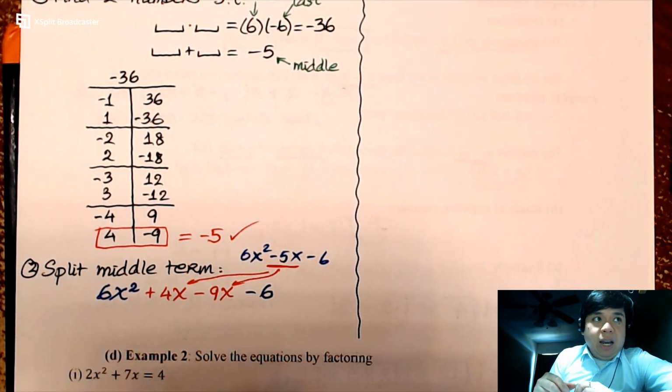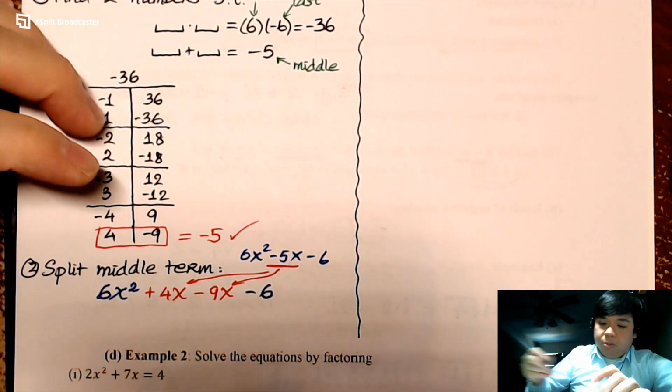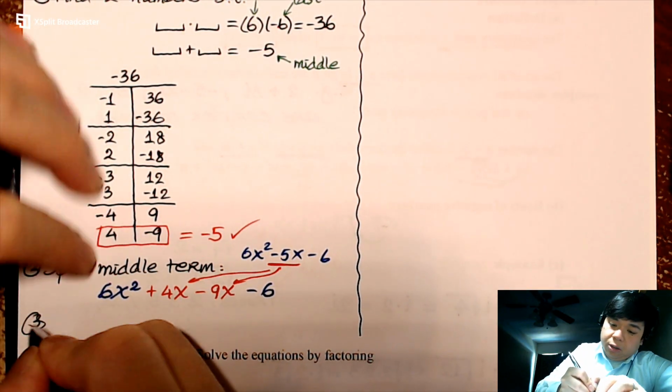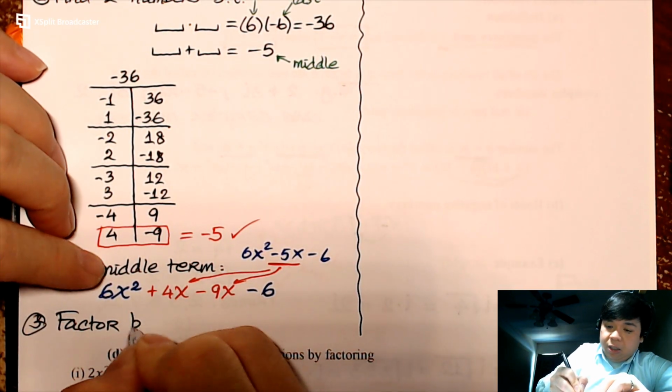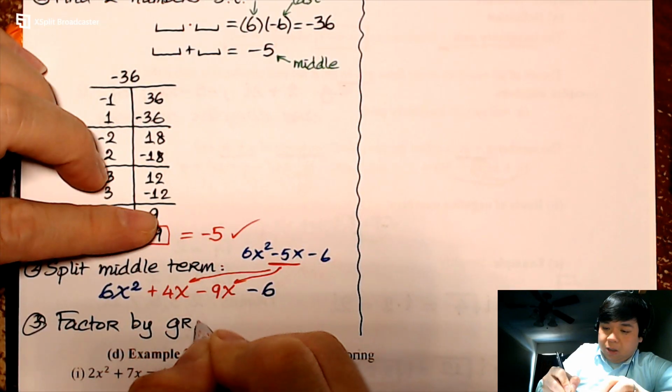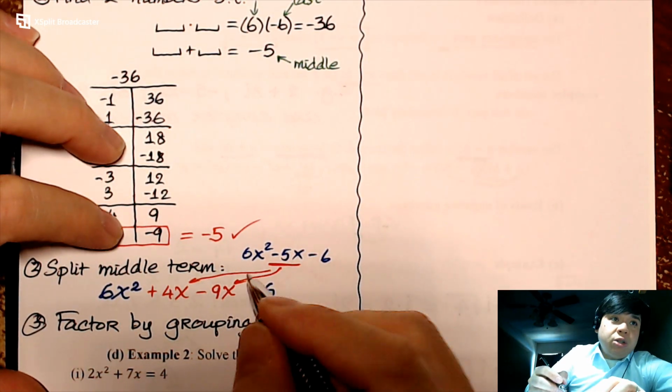Right. And after that, we factor by grouping the first two and the last two, meaning the first two terms and the last two terms.